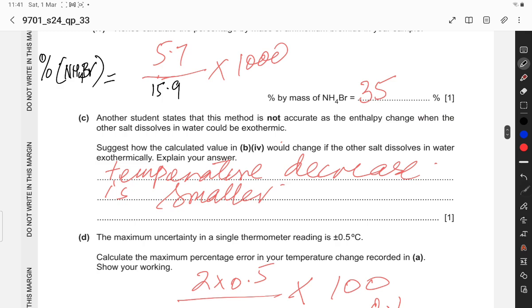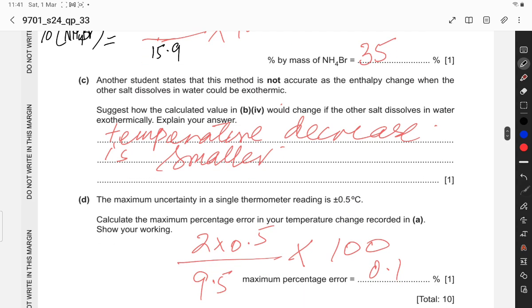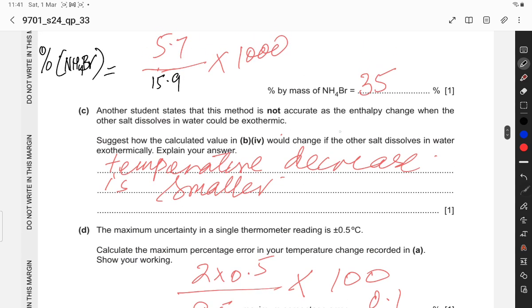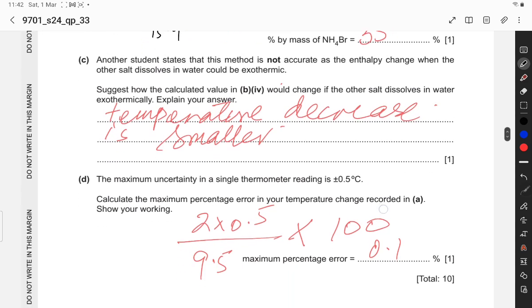Another student states that this method is not accurate as the enthalpy change when the other salt dissolves in water could be exothermic. Suggest how the calculated value in B4 would change if the other salt dissolves in water exothermically. Explain your answer. The temperature decrease is very small, so that's why it is not accurate as the enthalpy change when the other salt dissolves in water could be exothermic.